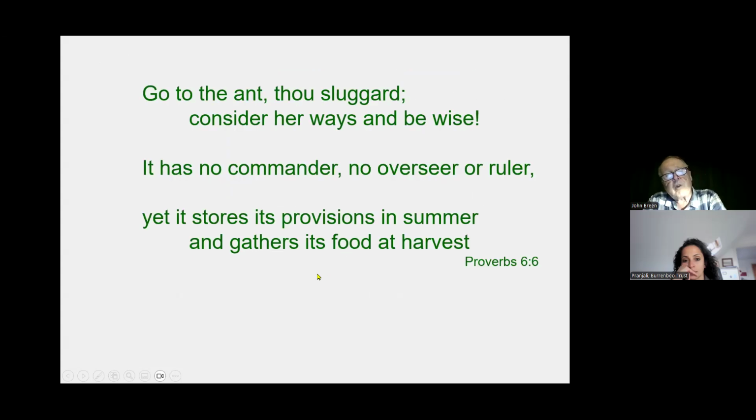And then back to myrmecochory, and I like to joke that studying ants is biblical because there's a quotation from the Bible: "Go to the ant, thou sluggard, consider her ways and be wise. She stores harvest."